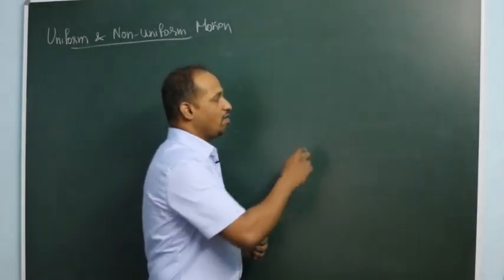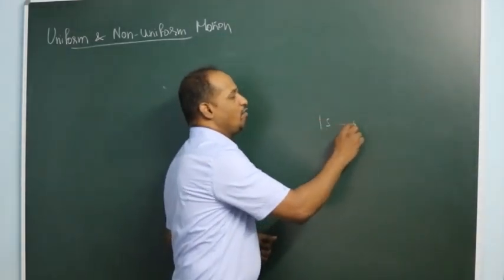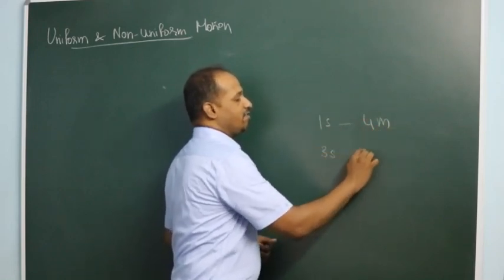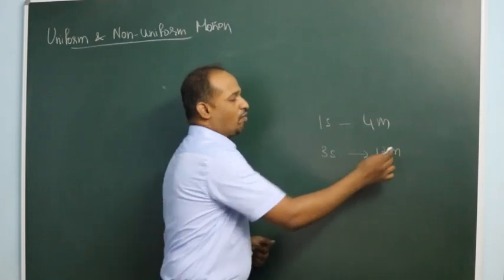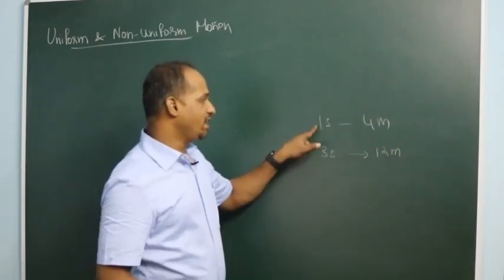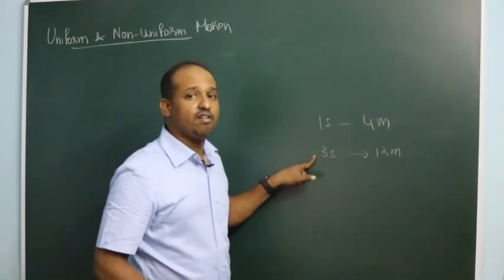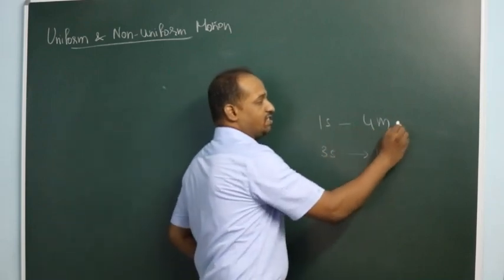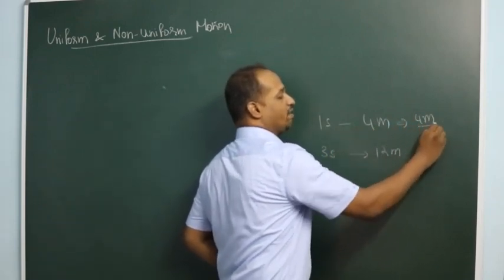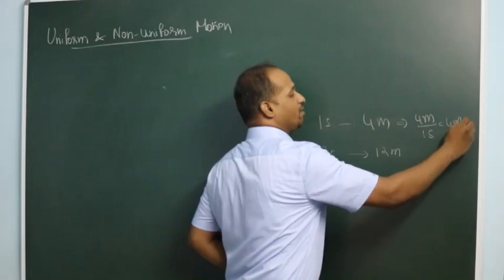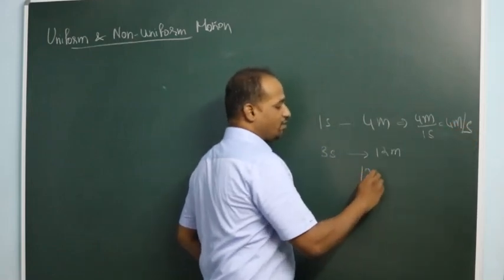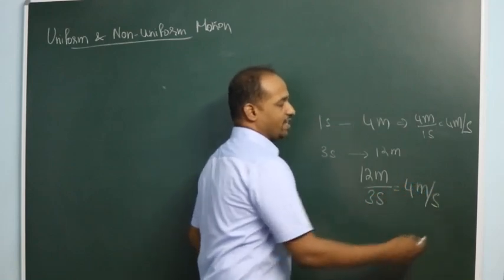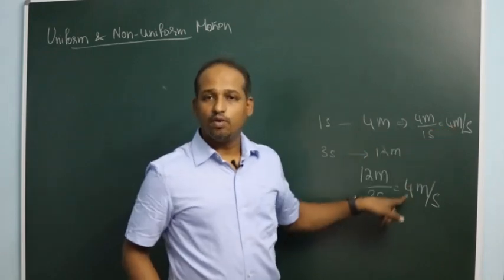For example, an object covers in the first second 4 meters. In the next 3 seconds 12 meters. While this is unequal displacements in unequal intervals of time, this may still not represent non-uniform velocity, because velocity in this first second is 4 meter per 1 second, which is 4 meter per second. In this case it is 12 meter by 3 seconds, equal to 4 meter per second, which will still result in the same uniform velocity.